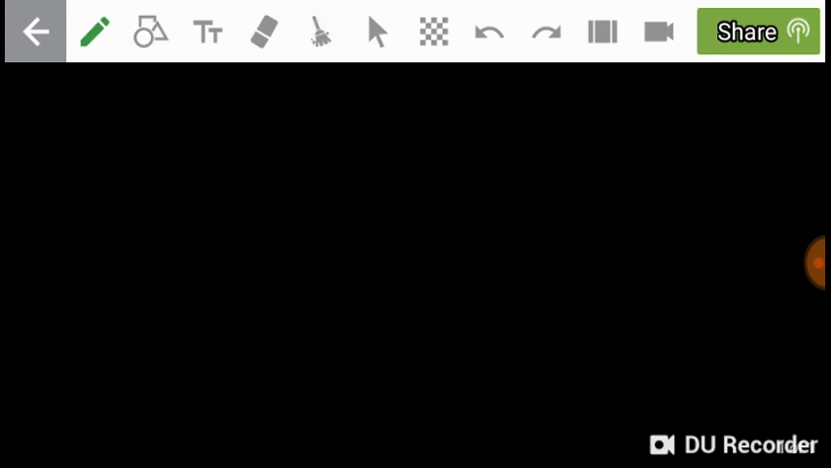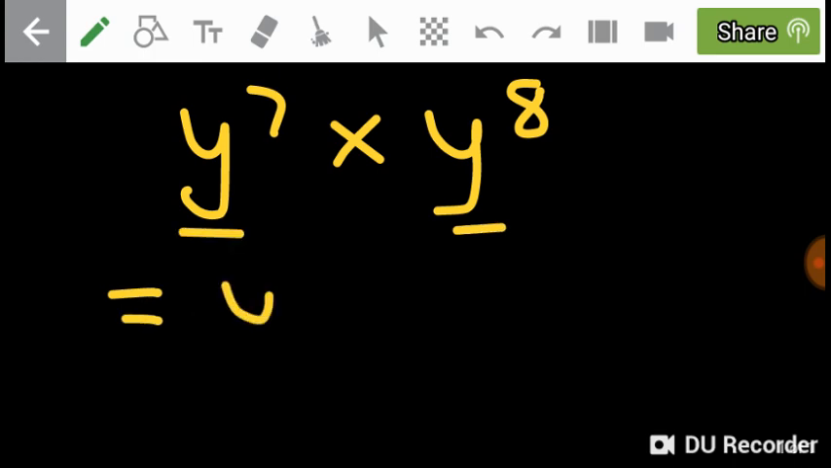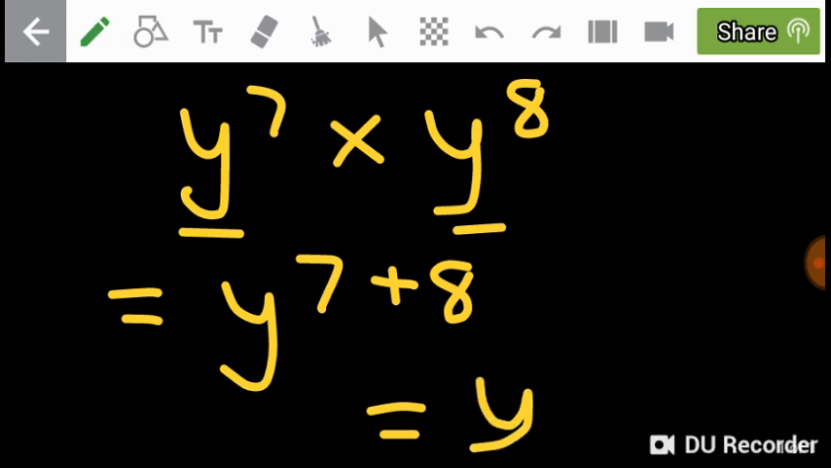Now let us see another example and perhaps the final one. y to the exponent 7 multiplied by y to the exponent 8. So because y is the same base, we write y here, and because it is in the form of multiplication, we add the powers. As a result, the answer would be y to the exponent 15.